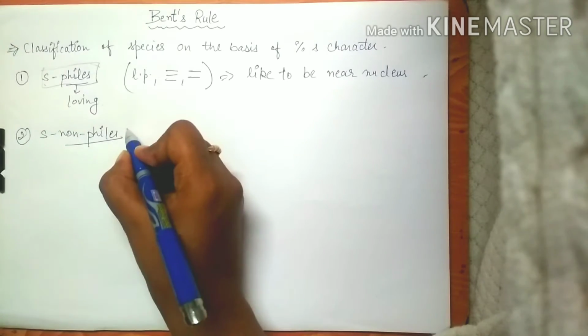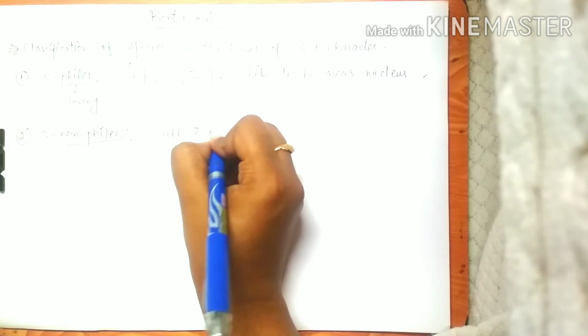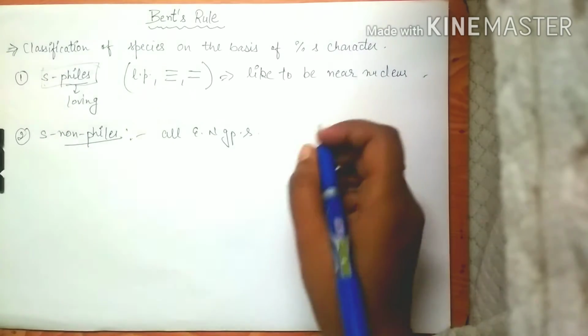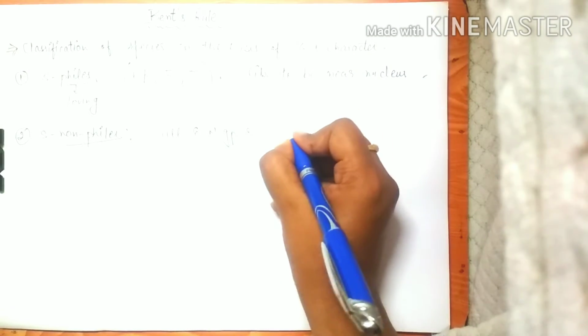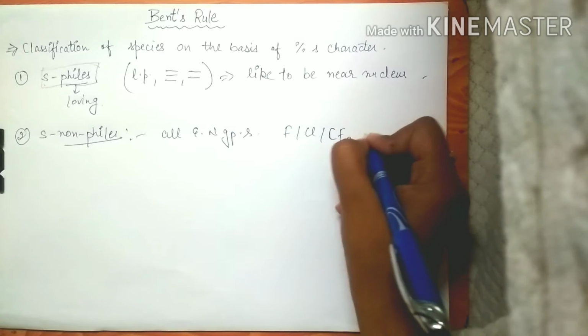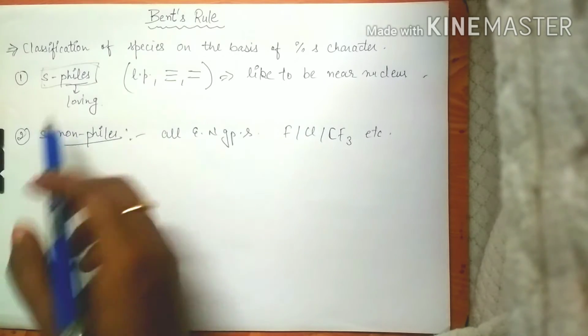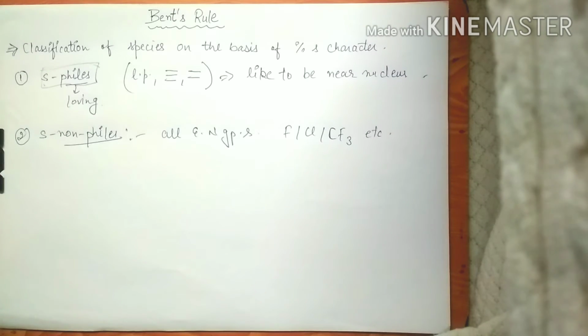Now we'll talk about S non-philes. These are all the electronegative groups which do not like to reside near the nucleus. They like electrons around them. For example, fluorine, chlorine, CF3 group, etc. All the electronegative groups, right? So this is all about the classification, that is S-philes and S non-philes.